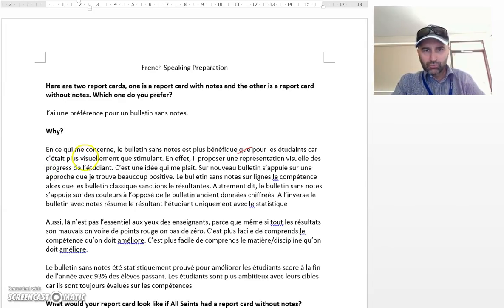plus visuel, adjective, et stimulant. Okay? En effet, il propose, don't forget to conjugate your verb, une représentation visuelle des progrès. Just make it French so that you don't say progress. Des progrès de l'étudiant. C'est une idée qui me plaît.